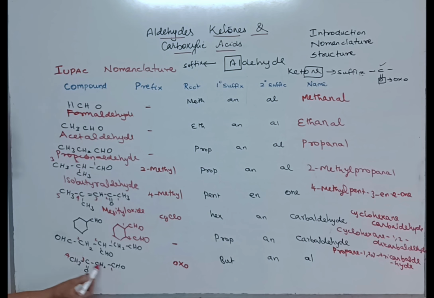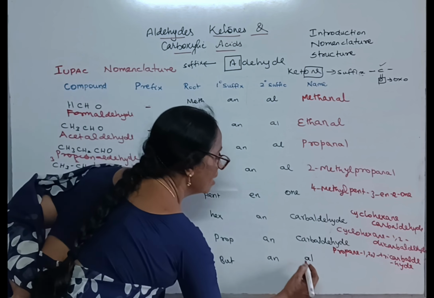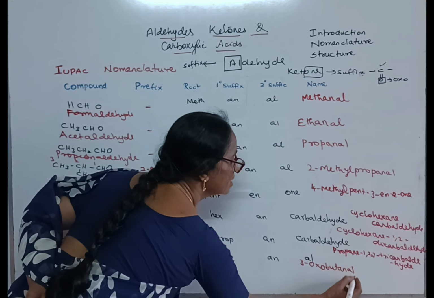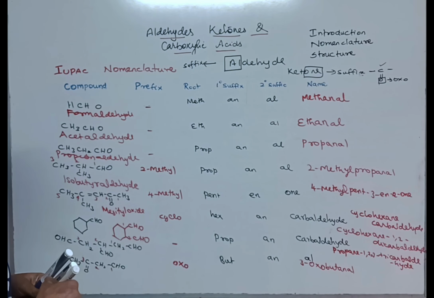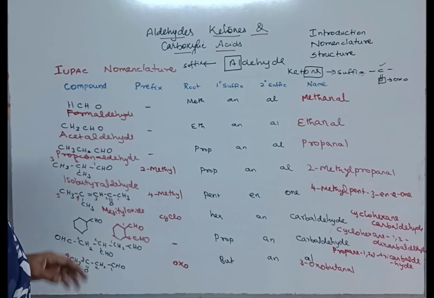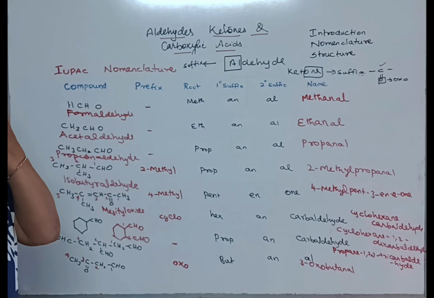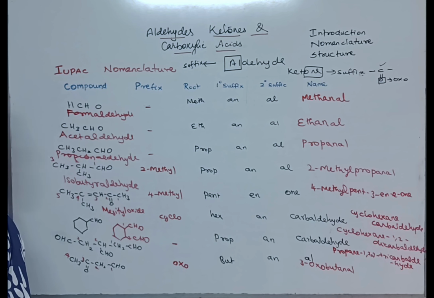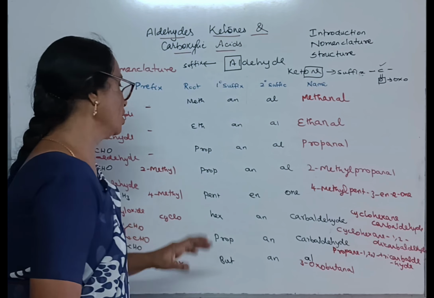So 3-oxo-butane-al, and the aldehyde is at the terminal position. So the name of the compound is 3-oxo-butane and its suffix is al. So butanal. In such a way IUPAC names are given for aldehydes and ketones. Here I have taken only samples of compounds to introduce the concept, and you may practice with more compounds whatever is given in the reader, or you may find them in some other sources also.